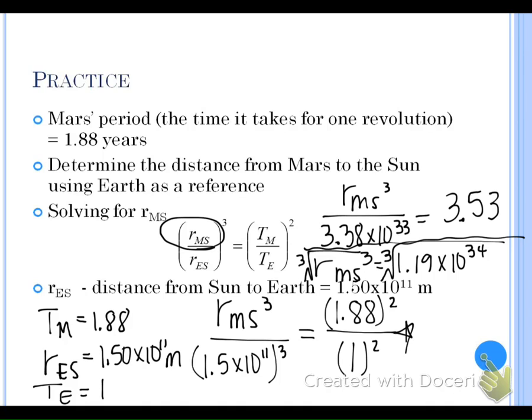Do you know on your calculator how to take the cubed root? If you hit math, and then scroll down to number 4 where it says 3 and the little square root button, hit enter. Then you can go second answer, and hit enter again.